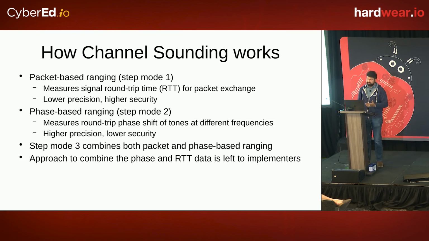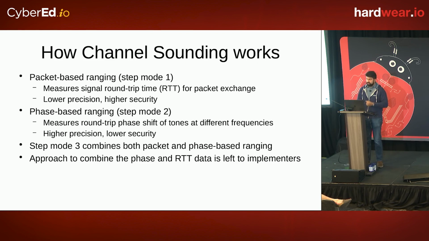Bluetooth channel sounding makes use of this approach in what it calls packet-based ranging. This is what Bluetooth channel sounding calls mode 1 for ranging steps. There is a second mechanism that channel sounding also makes use of, which is multi-carrier phase-based ranging. And what's done there is that it measures the round-trip phase shift and change in signal amplitude at multiple frequencies within the 2.4 gigahertz ISM band.